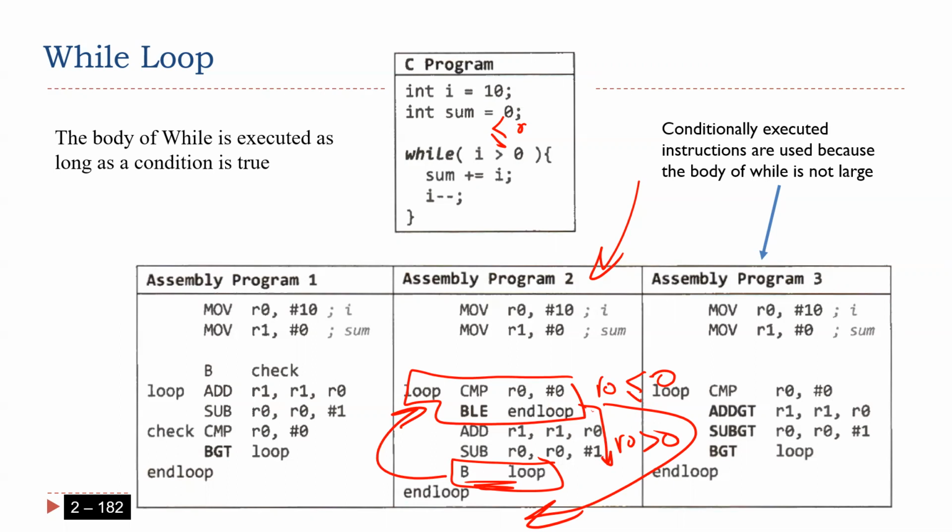Okay, guys. Again, here I check the condition. If the condition is false, leave. If not, I'm going to execute the body of while, and then come back again and check again. Execute the body, check again, and so on. Any questions?